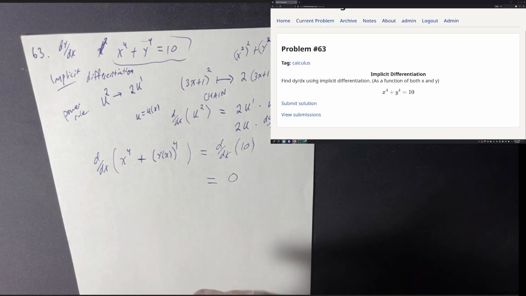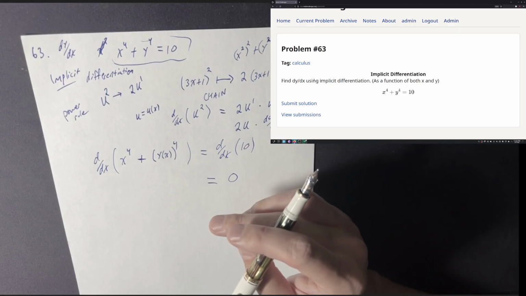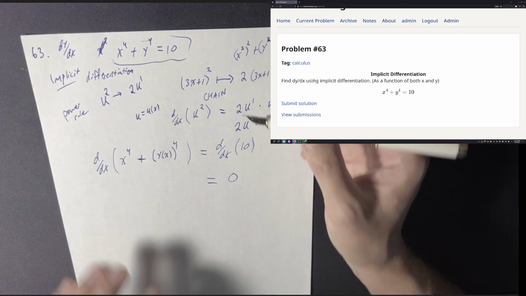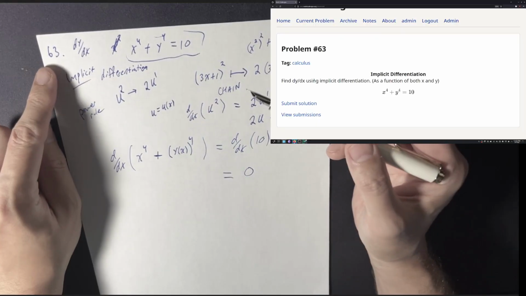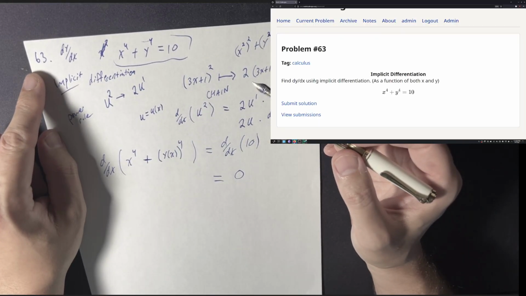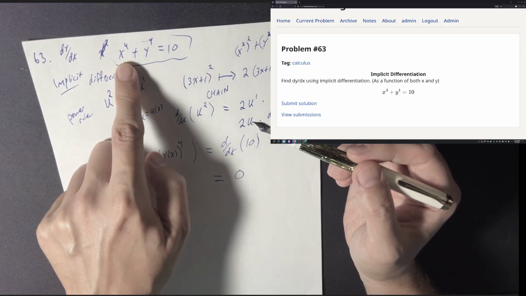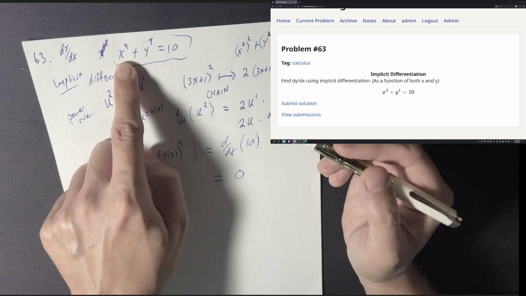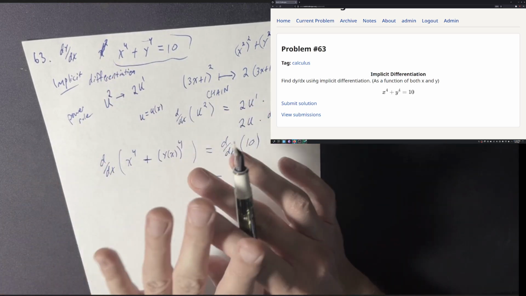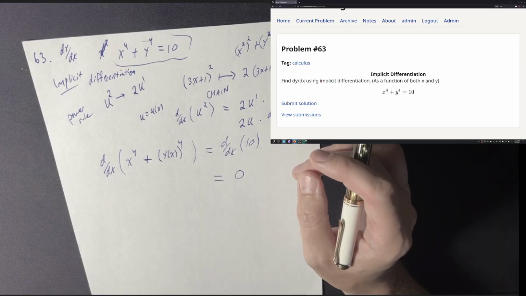So just writing dy dx immediately tells you they're considering y to depend on x. But they want us to find dy dx, which means x is the independent variable. So this part, x to the 4, that's a little more normal. You don't really have to think about the chain rule for that particular part.